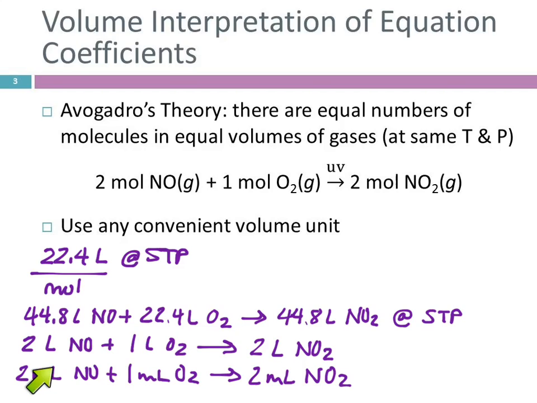The only reason we can do this is because of Avogadro's theory, which has been tested and is correct. That equal volumes contain equal numbers of molecules. And the chemical equation has to do with numbers of particles interacting with each other. Any questions?